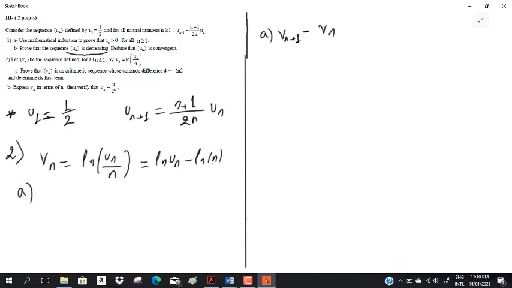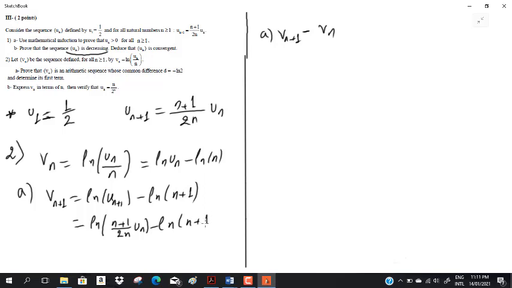Vn equal logarithm of un minus logarithm of n. So Vn plus 1 equal logarithm of un plus 1 minus logarithm of n plus 1, which equals logarithm of n plus 1 over 2n un minus logarithm of n plus 1. As you know, logarithm of a times b equal logarithm of a plus logarithm of b, and we still have minus logarithm of n plus 1.